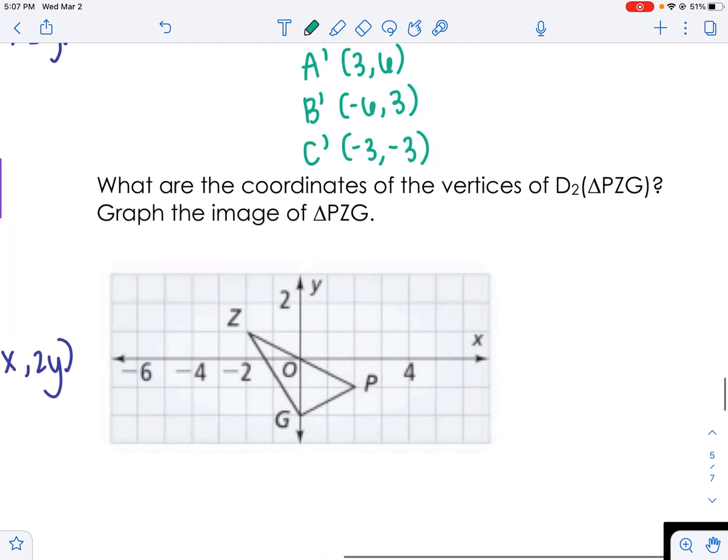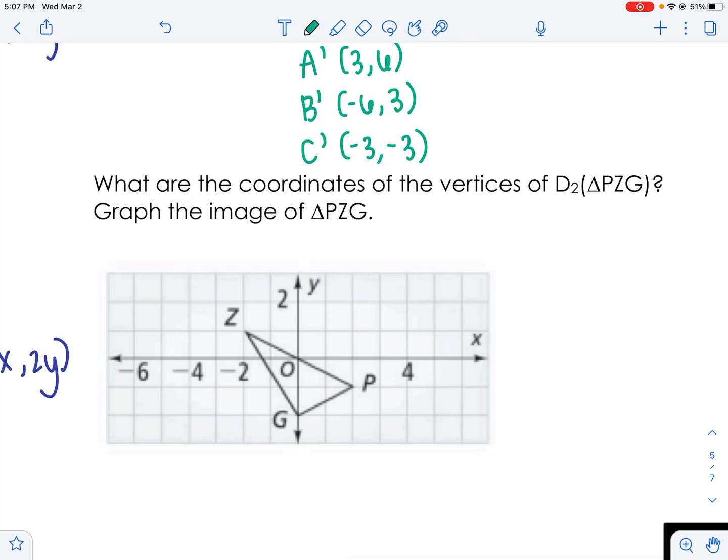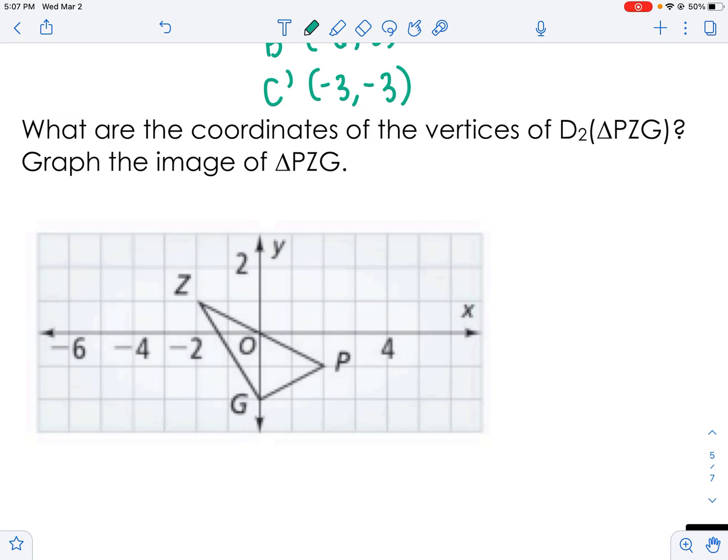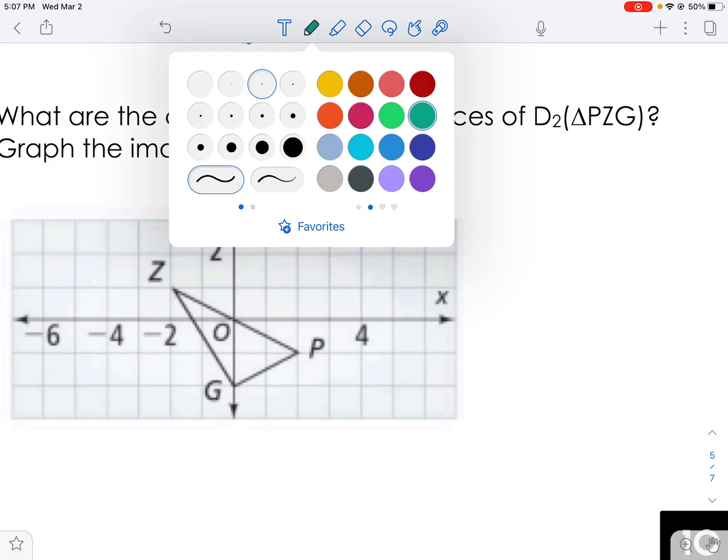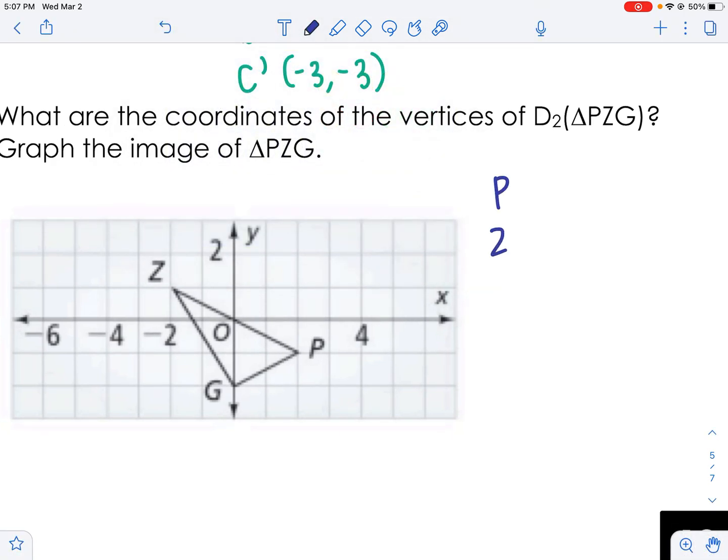So here we go. It says, what are the coordinates of the vertices? And I have this dilation, because I have capital D, and it tells me the scale factor is 2 of this triangle. And then it says, graph the image of this triangle. So I'm just going to figure out where are my original points, and then I'm just going to multiply them by 2. So I see that P's at 2, -1.